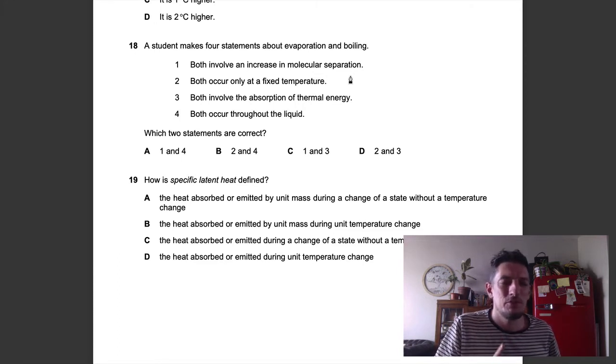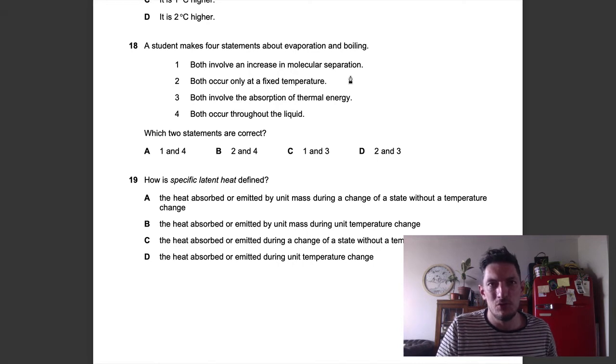Both occur at a fixed temperature? No. Evaporation can occur at any temperature. Only boiling happens at a fixed temperature. Both involve the absorption of thermal energy? Yeah, they do. Like when you get out of a pool and you feel cold because of evaporative cooling, that's because it absorbed energy from you. And also, when you boil water, it absorbs energy from something, like a stovetop.